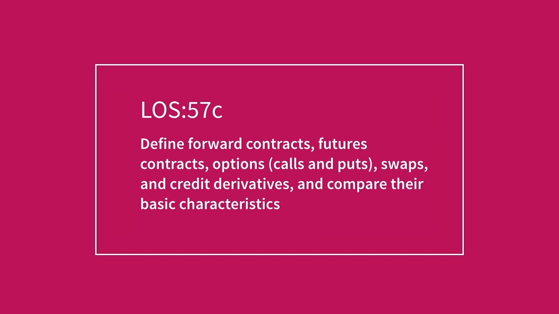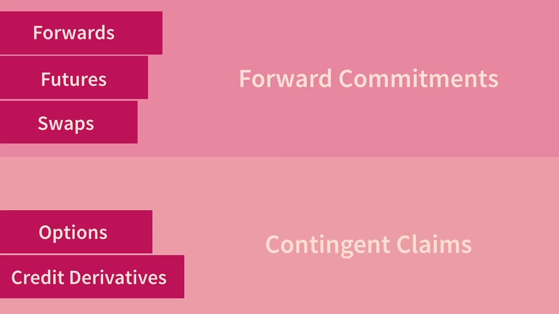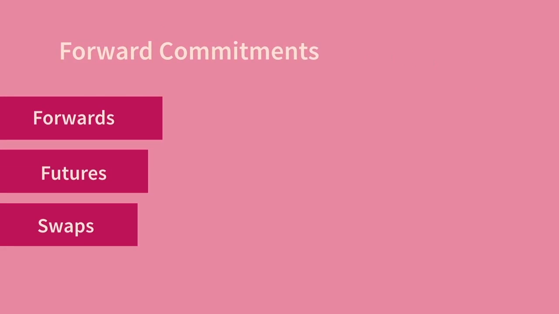Define forward contracts, futures contracts, options, calls and puts, swaps, and credit derivatives, and compare their basic characteristics. Okay, let's just break down what this LOS is asking us to do. We need to define and compare forwards, futures, swaps, options, and credit derivatives. The first thing we can do is break this list down into two distinct groups. Forwards, futures, and swaps are referred to as forward commitments. Options and credit derivatives are referred to as contingent claims. In this video, we're going to talk about forward commitments. In the next, we'll look at the contingent claims.